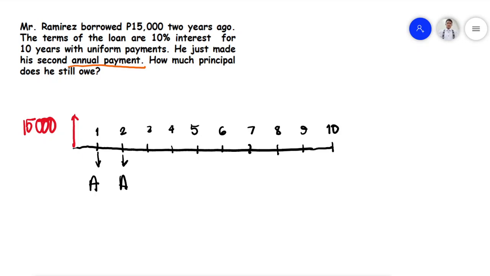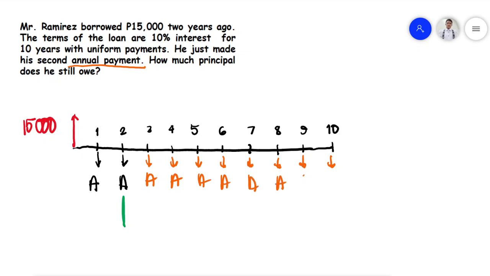So, the question: how much principal does he still owe? What is being asked is what his balance will be after he made this second payment, because he's supposed to still pay the next 8 payments. Okay? So, A still applies.